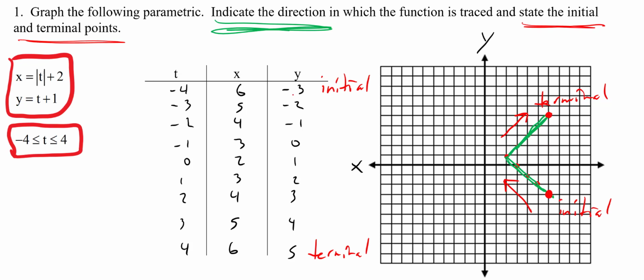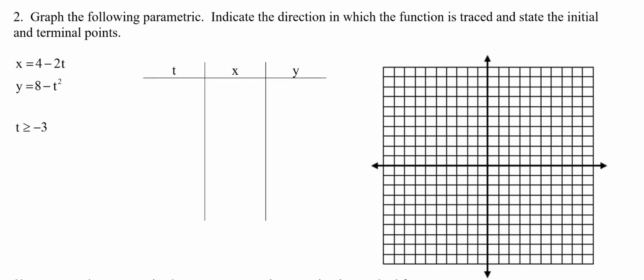Okay, so let's move on here. Okay, so number 2, it gets a little more complicated, and the only reason I say it gets a little more complicated is because it's a quadratic, right? It's t squared. Okay, but it's no big deal. Same thing, t is in our function here in terms of x and y, but t is greater than or equal to -3. So it's starting at -3 and it's going on to positive infinity. So let's pick some values here.